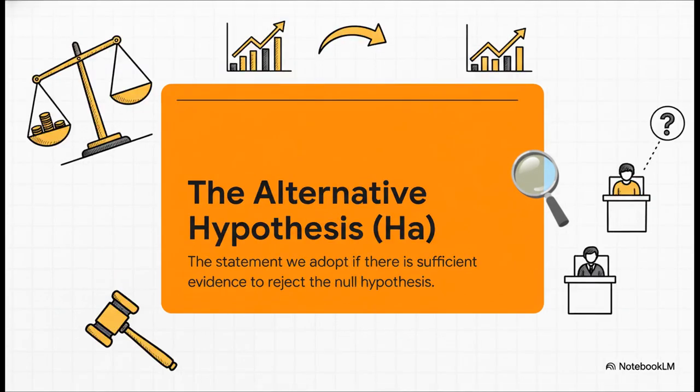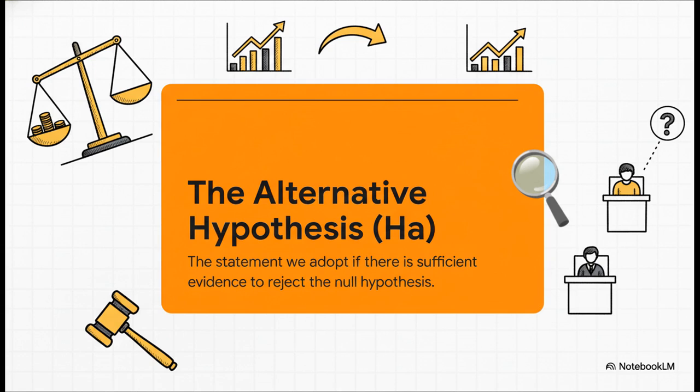So if the null hypothesis is the status quo, the alternative hypothesis is the challenge to it. It's the bold claim we're actually trying to prove. It's the accusation in our trial. So our accusation might be, hey, wait a minute, I think this fund manager's true average return is actually different from the benchmark. And it's our job to gather enough evidence to see if we can confidently reject that presumption of innocence.